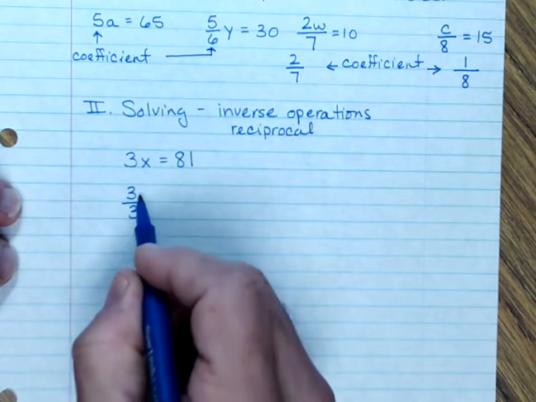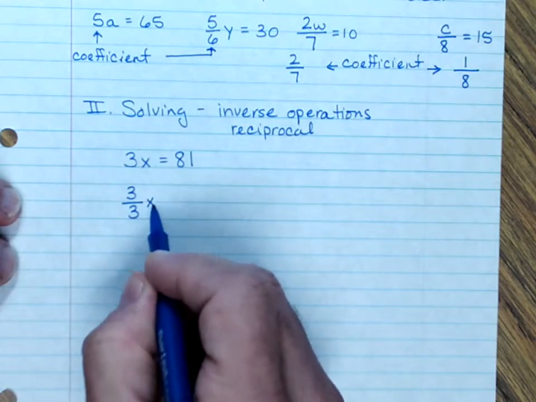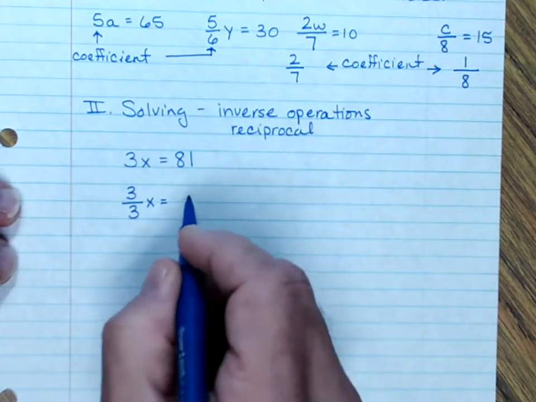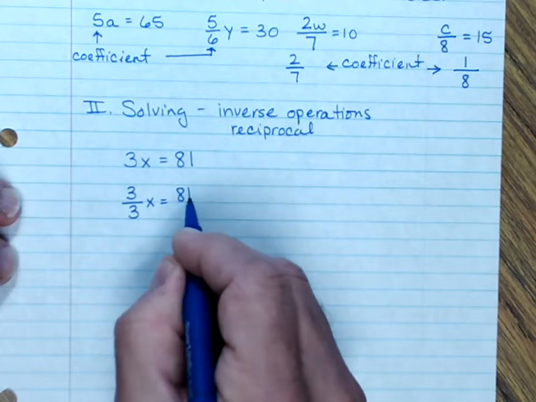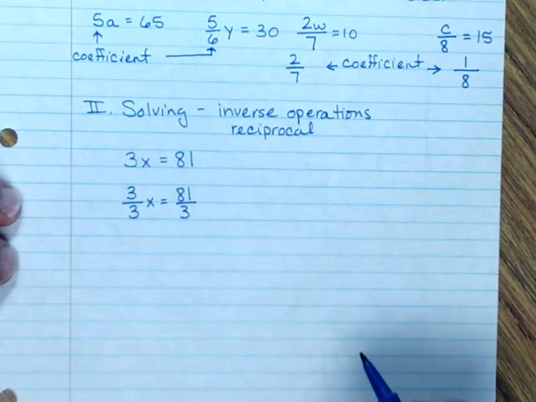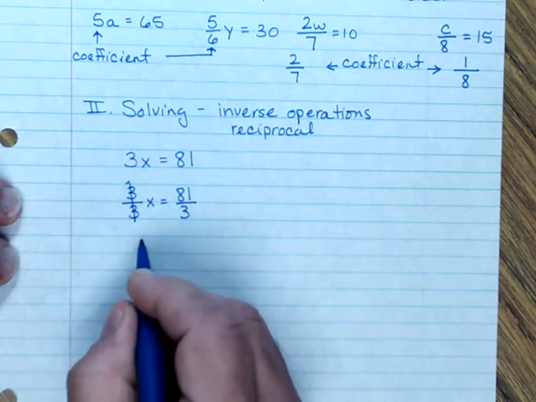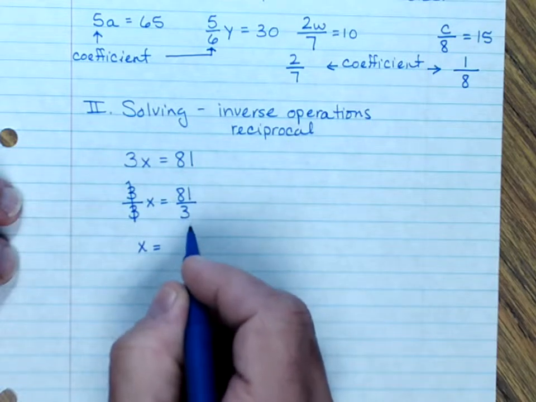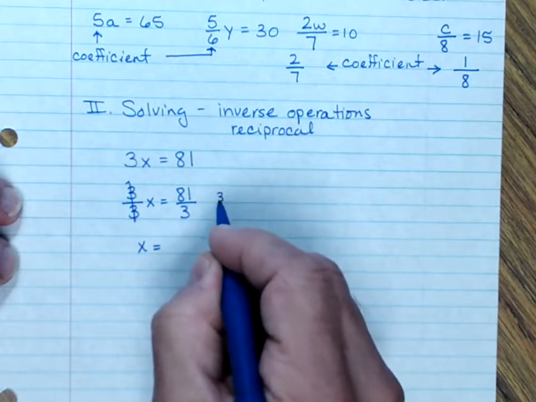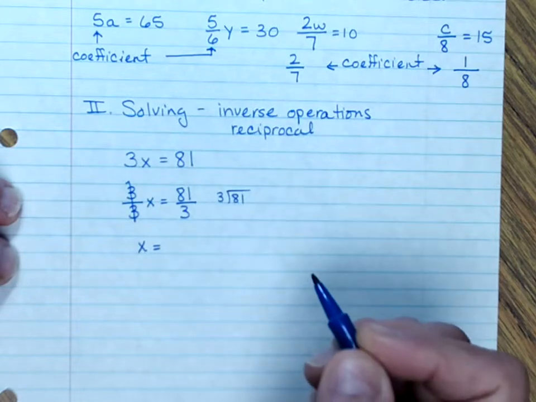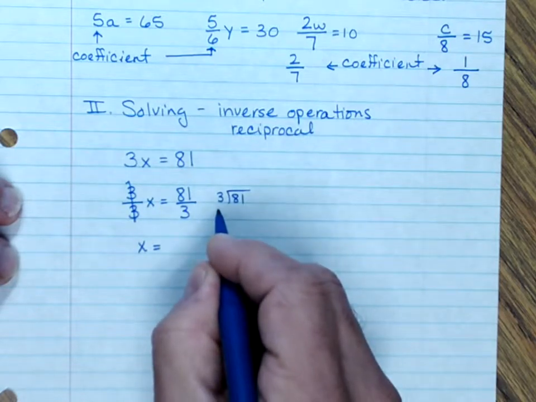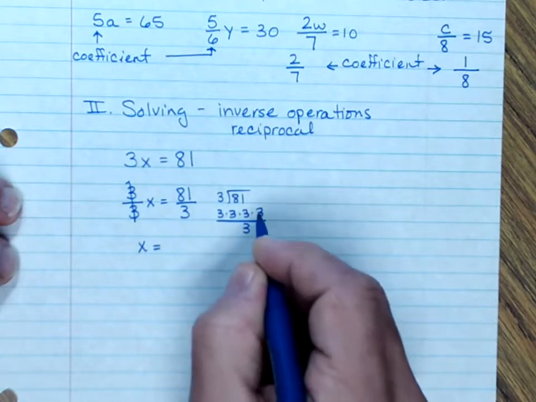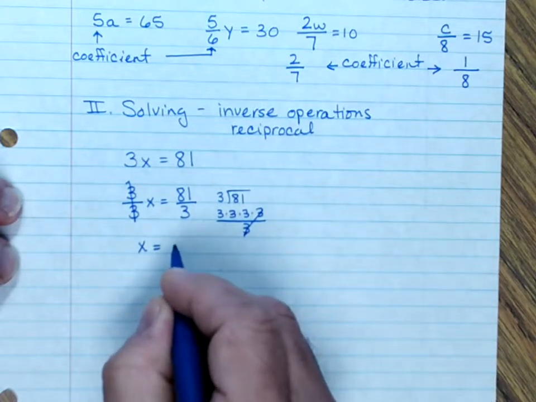You have a choice. Your x can go next to the numerator or next to the fraction. I tend to put it next to the fraction. Remember the golden rule of algebra. Whatever you do to one side, you do to the other. So 3 over 3 is 1. That leaves us with x. And then 81 divided by 3. And you can do this through long division, or you can do this through some sort of factorization. Okay, either way, x is going to be 27.